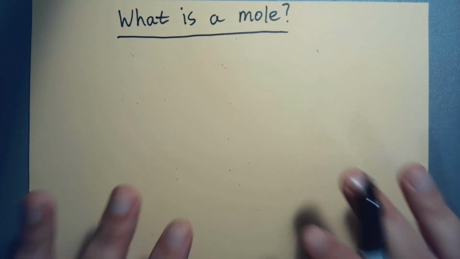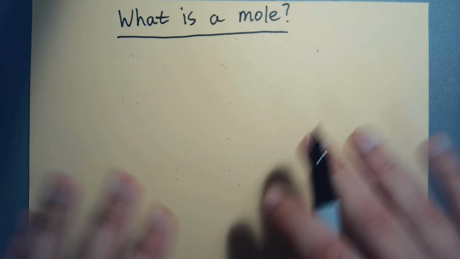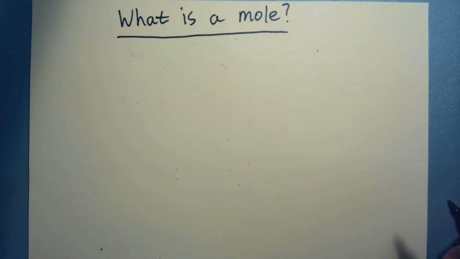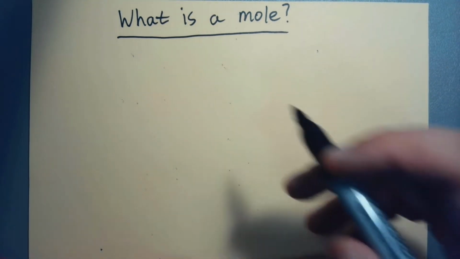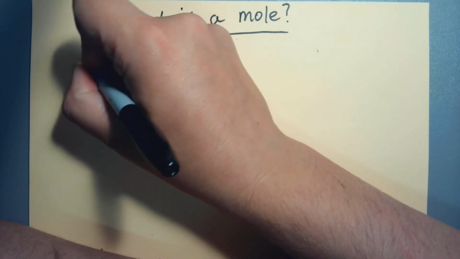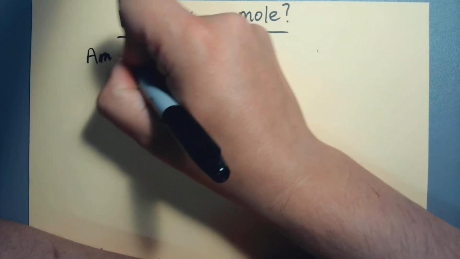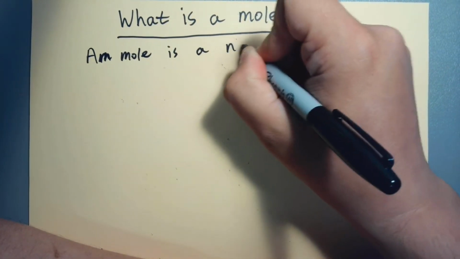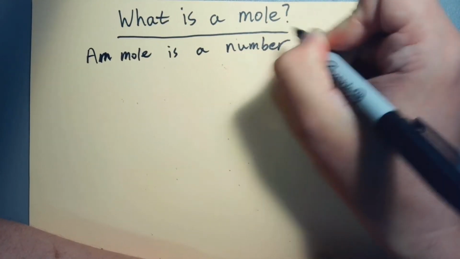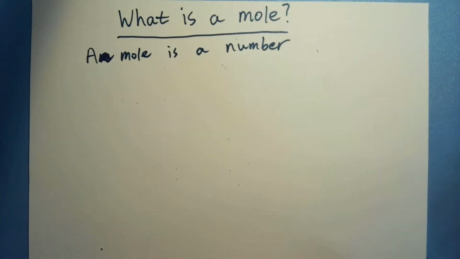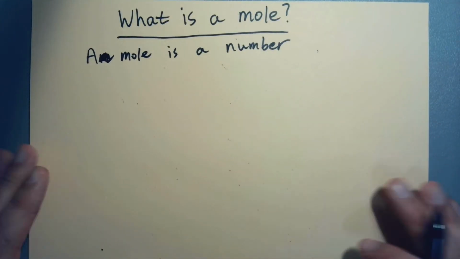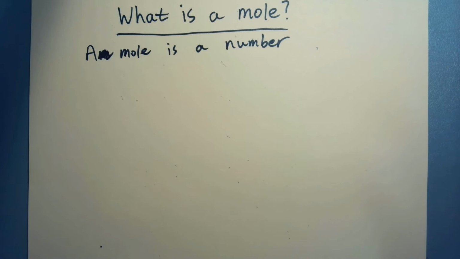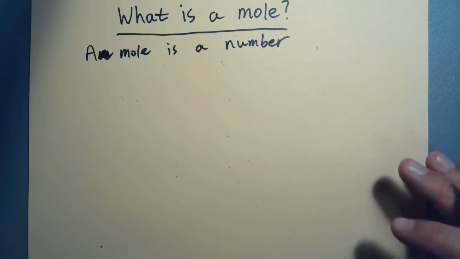So it's not a little mammal that scurries around, makes little dirt mounds in your yard or whatever. In this class, a mole is a number. All right. So that's what it is. That's what it all boils down to. What is a mole? A number. All right. End of video. Done. Boom. Cut. Fastest video of the class.